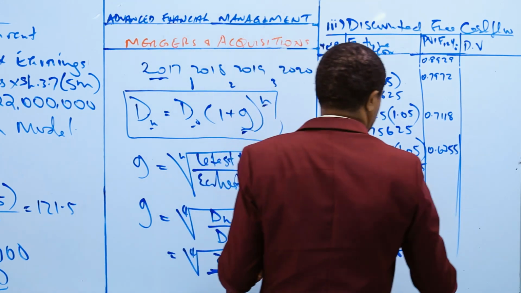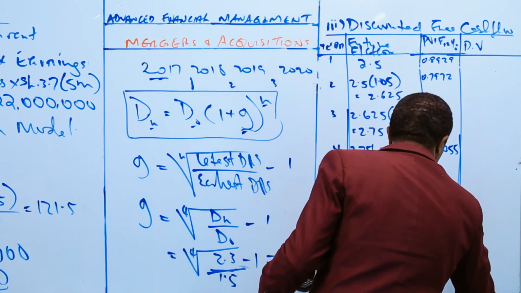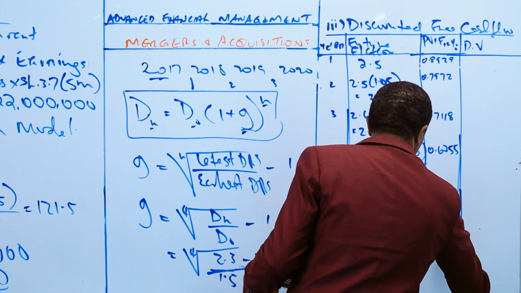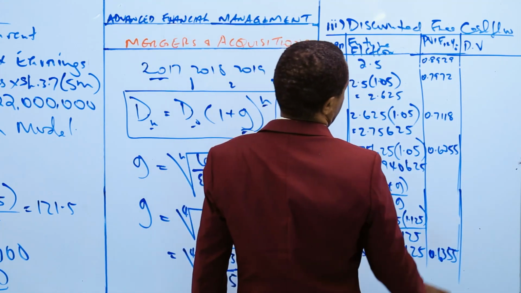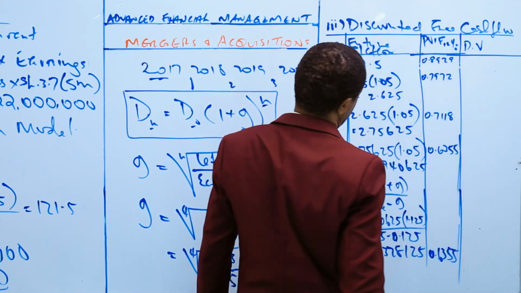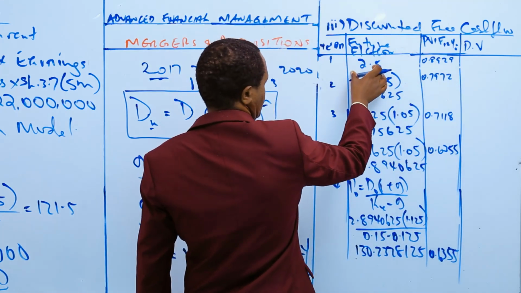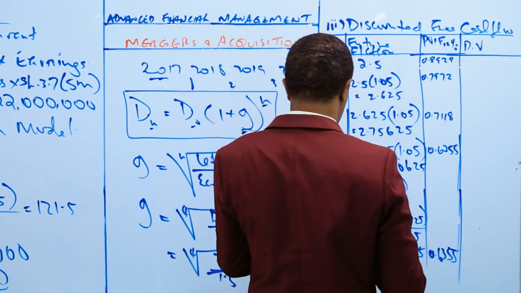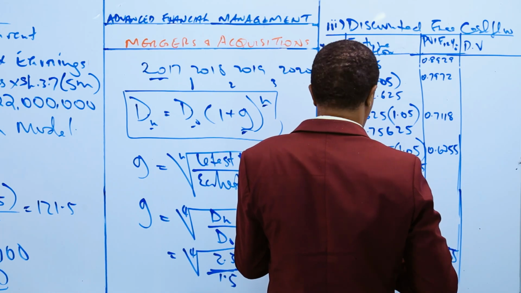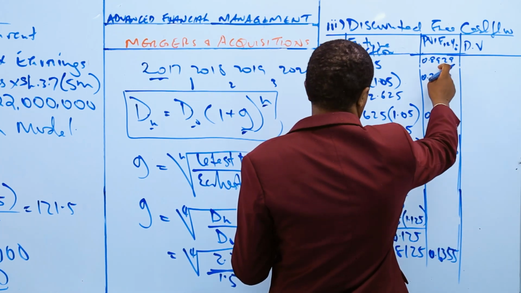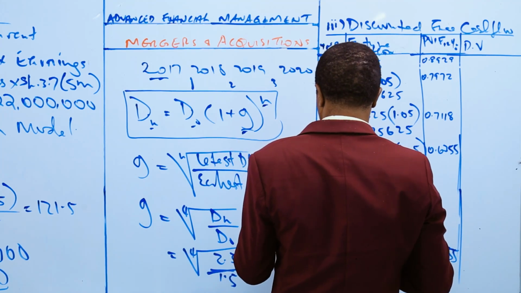This will discount at the same rate. The discounting factor here is 0.6355. So these are the discounting factors, and these are the future values. Multiply the discounting factors with the future values to get the present values. So the first year is 2.5 times 0.8929. This amount is equal to 2.23225.